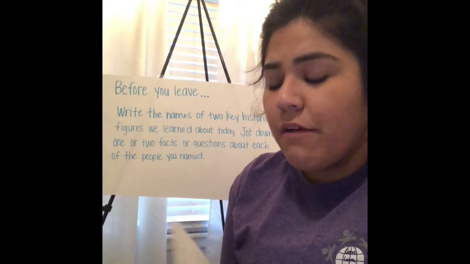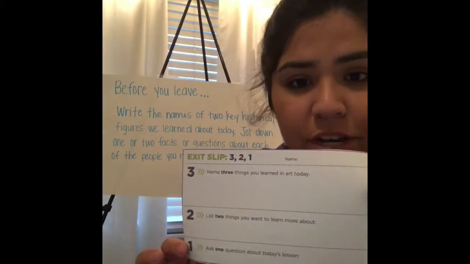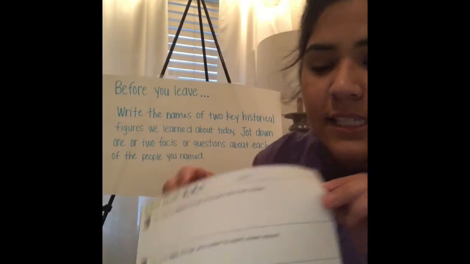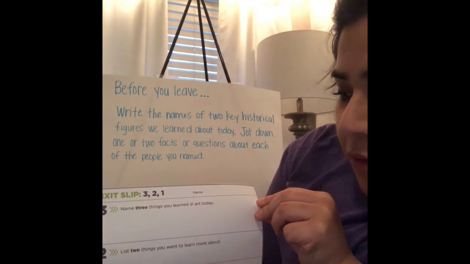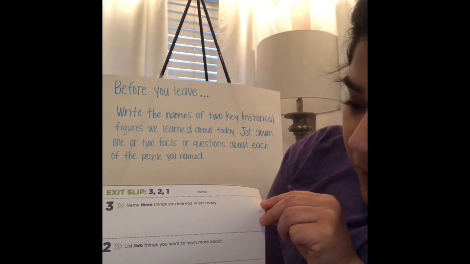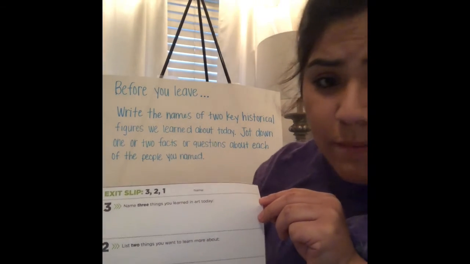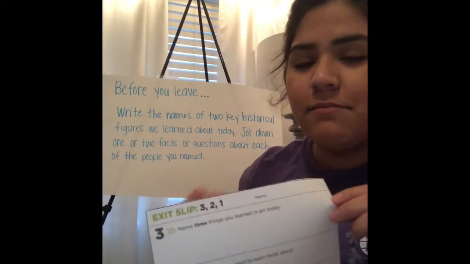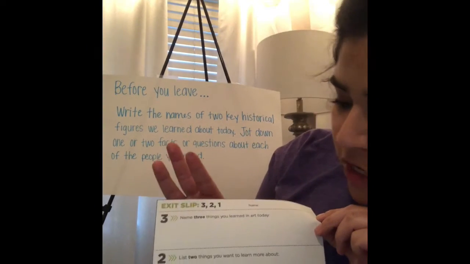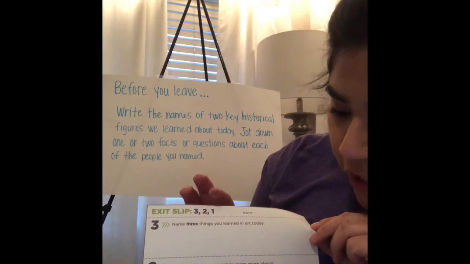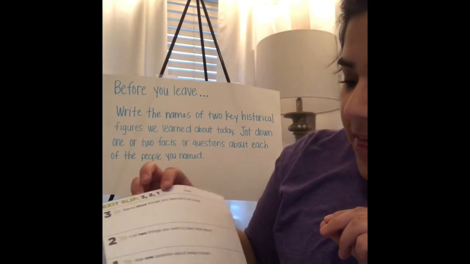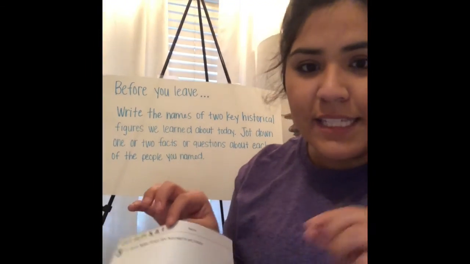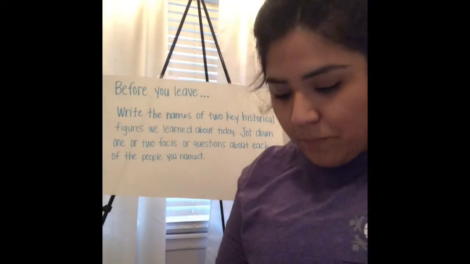There are some that I really like. It's an exit slip 3-2-1, and this exit slip says, name 3 things you learned in art today, list 2 things you want to learn more about, and ask 1 question about today's lesson. So they have to write 3 facts, 2 things that they want to learn, and then ask 1 question about today's lesson. So it's 3, 2, 1.